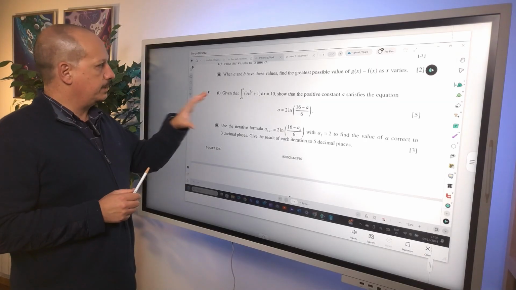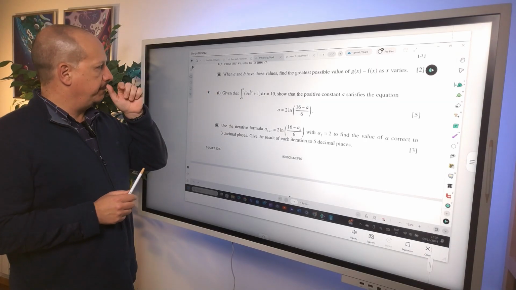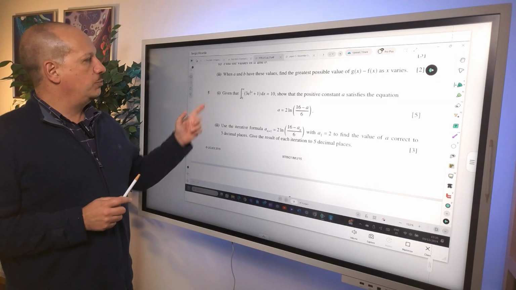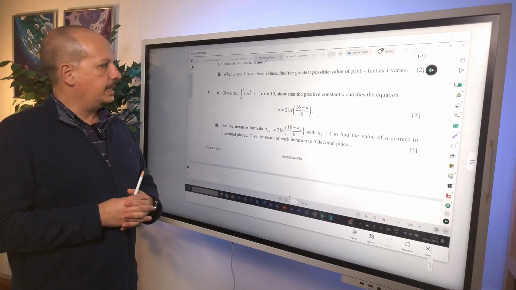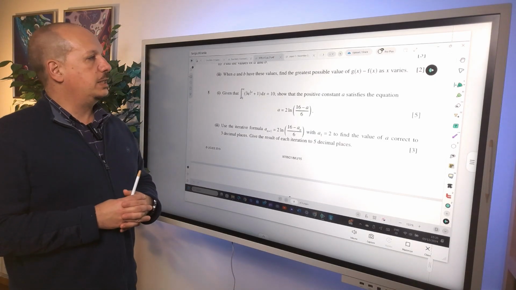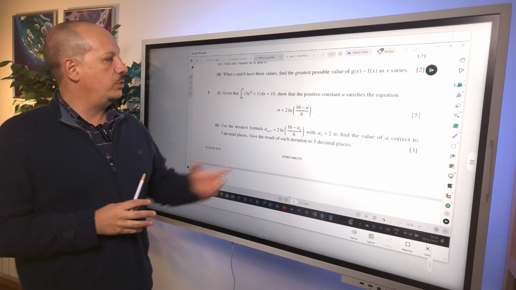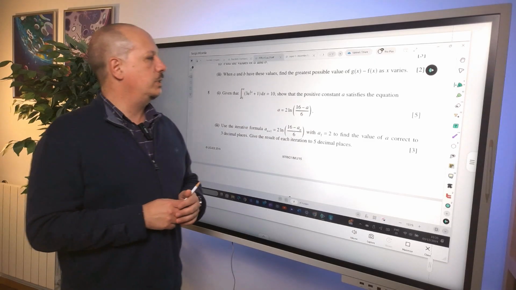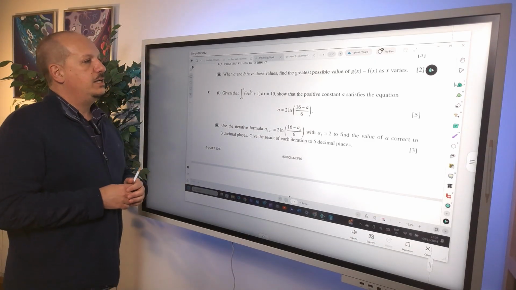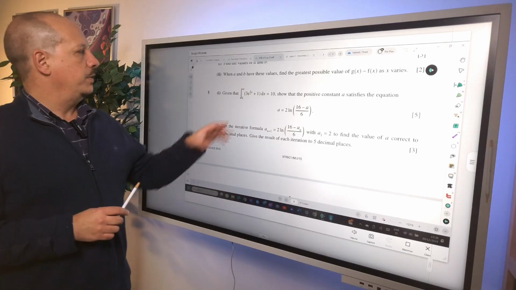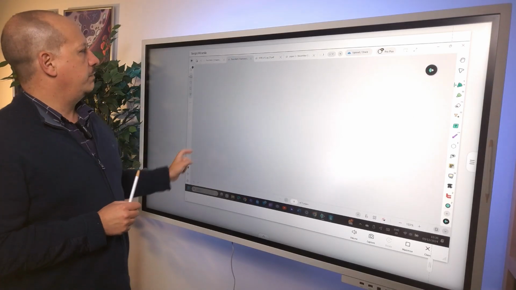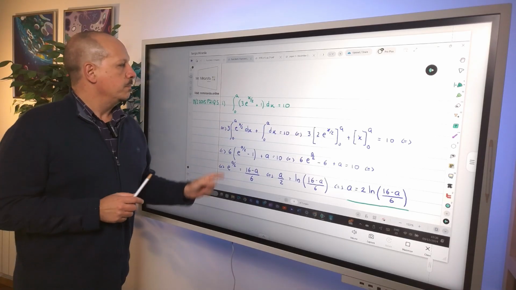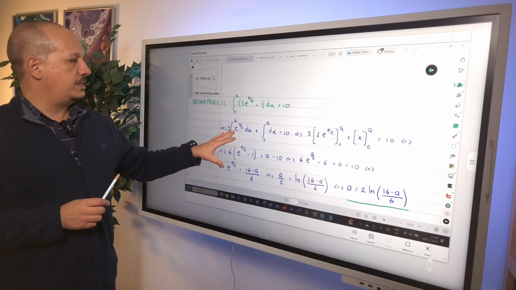And I'll start with this question over here, question 5. It says, given that the integral from 0 to a of 3 e to the power of 1/2 of x plus 1 dx equals 10, show that the positive constant a satisfies the equation a equals 2 natural logarithm of (16 minus a over 6). All right, so you know that this stuff equals 10. So you can use this to get the value of a, right? So we need to integrate this and equate it to 10.